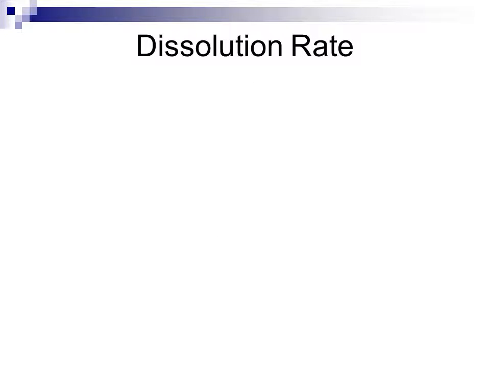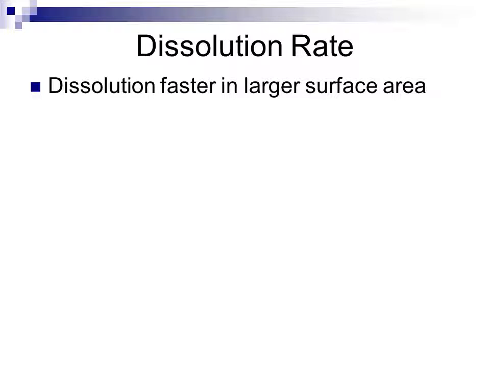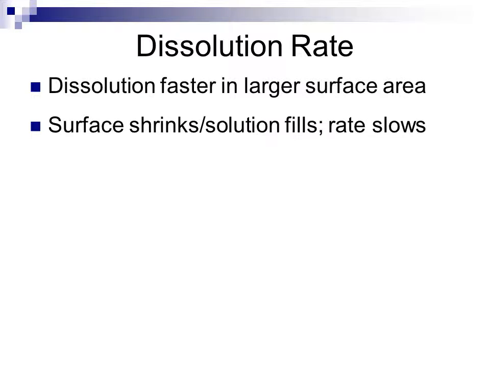Looking at the rate of an actual dissolution, a dissolution process occurs faster with a larger surface area. So if I take something like a piece of rock sugar and try to dissolve it in a solution, it will not dissolve nearly as quickly as granulated sugar will, because the granulated sugar has a much higher overall surface area. Most of the rock sugar's particles are contained within the crystal, away from the surface.